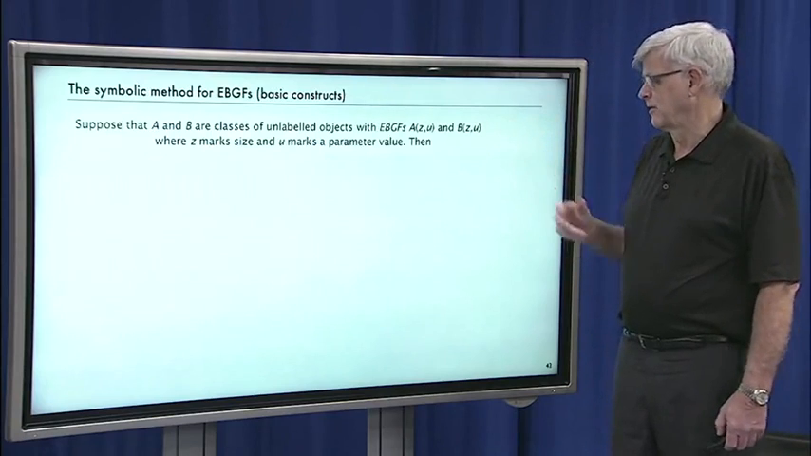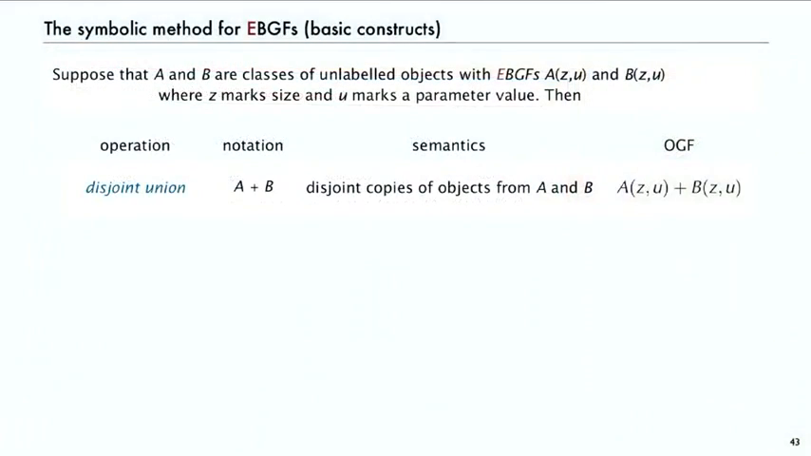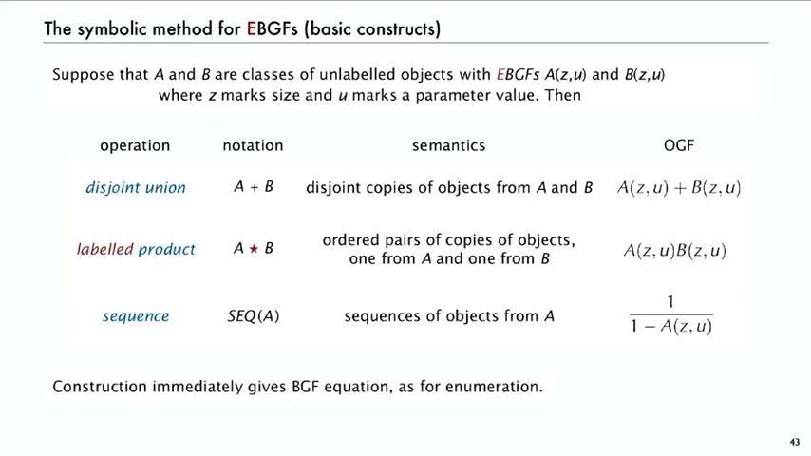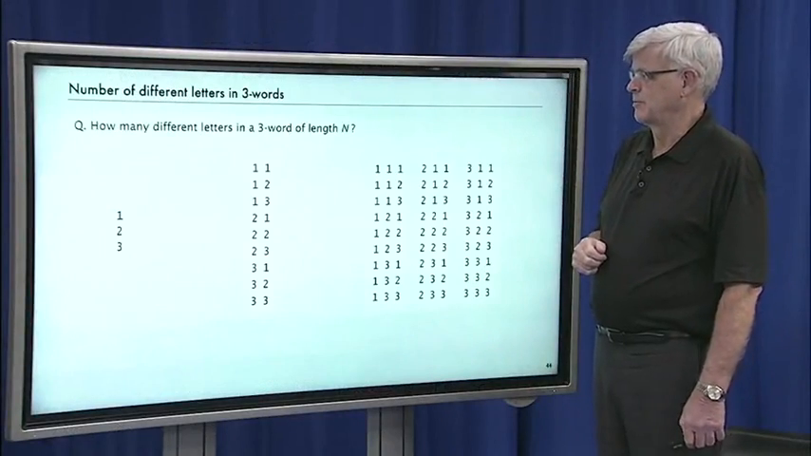So these are the transfer theorems, and I'll go through them very quickly because they're the same as before. Union is when we construct a class by taking disjoint copies of objects from two classes. The generating function that we get is the sum of the associated generating functions. Labeled product, when we take pairs of copies, one from A, one from B, and relabel them in all consistent ways as we have to for labeled classes, then we get the product. Sequence extends the product operation, and the generating function is 1 over 1 minus, always as before. And again, construction immediately gives the BGF equation as it did for enumeration. And again, this extends immediately to mark multiple parameters.